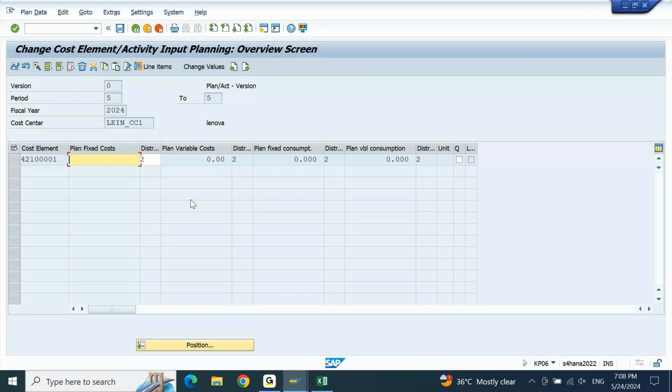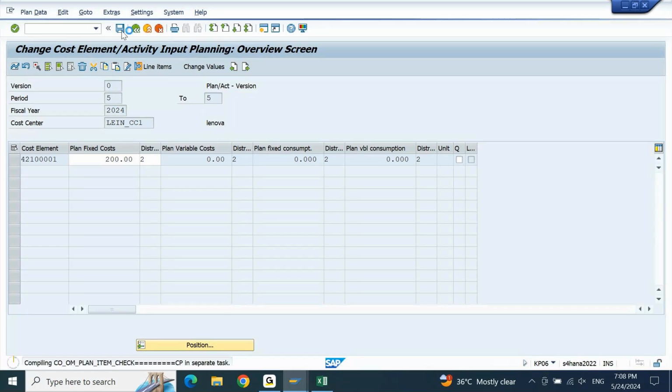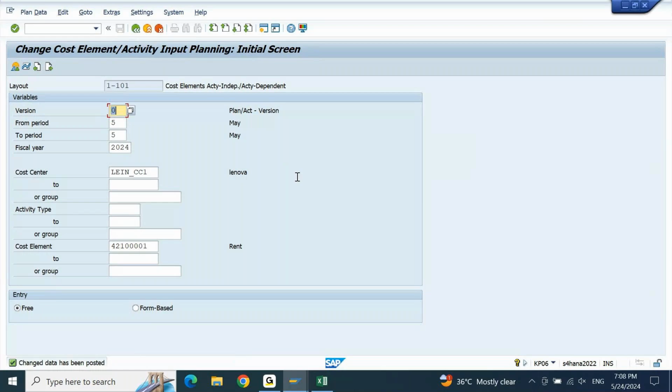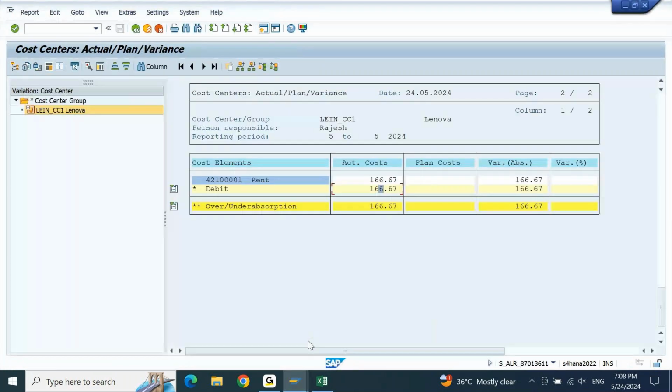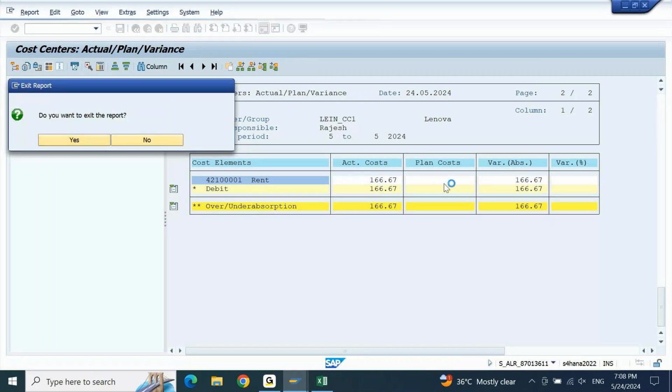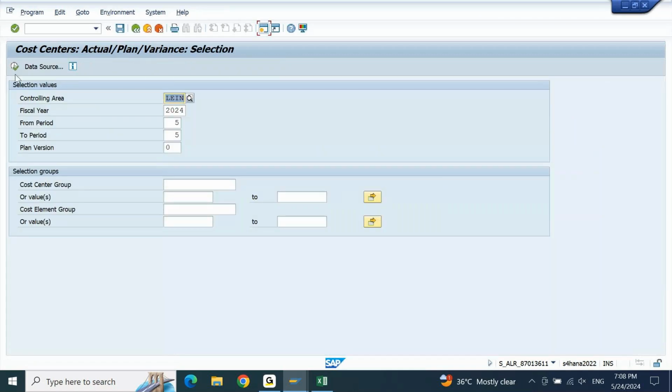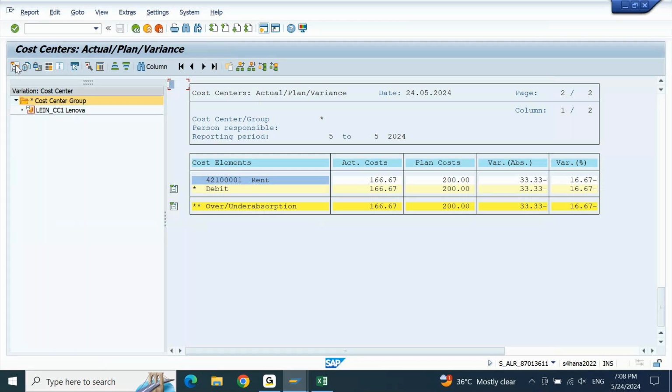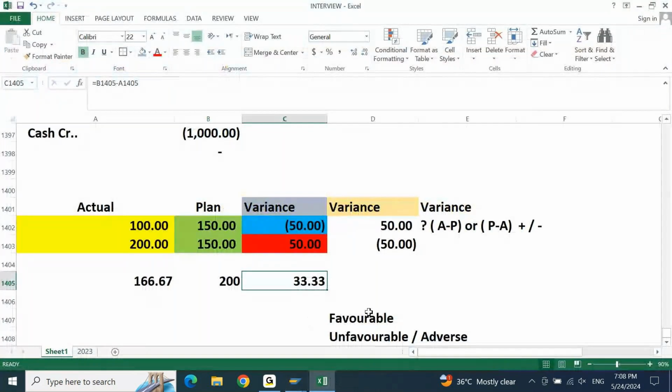So I'll put 200 here. Now this is done. Let me come here. I'll go back. Currently there is nothing here. There is nothing called planned. Let me come out and pull the report again. Now you can see planned cost is updated as 200. Difference is coming 33.33 negative.